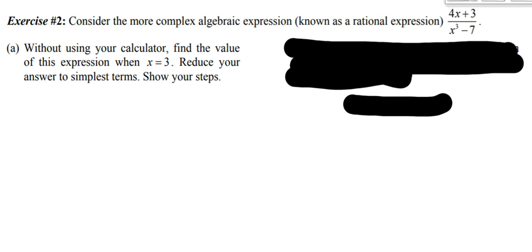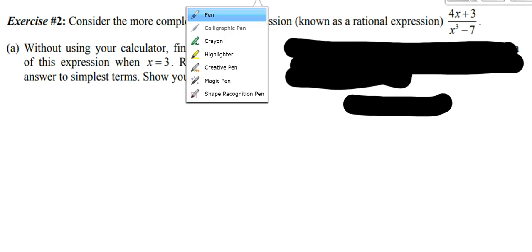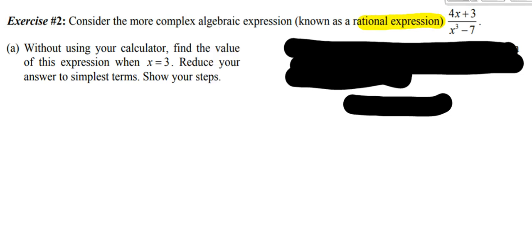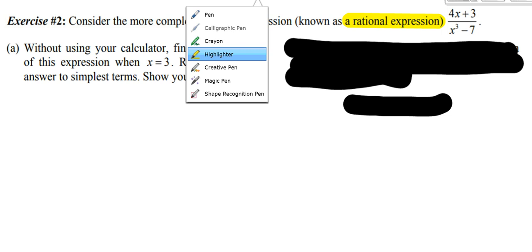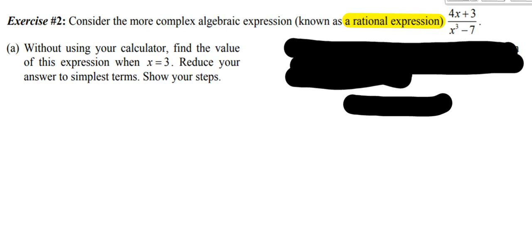Okay, so let's look at exercise number 2. Consider the more complex algebraic expression known as a rational expression. A rational expression is anything that you make into a fraction. So we have 4x plus 3 over x cubed minus 7. Part A says, without using a calculator, find the value of this expression when x equals 3. Reduce your answer to simplest terms. Show your steps. Everywhere I see an x, I'm going to plug in 3.